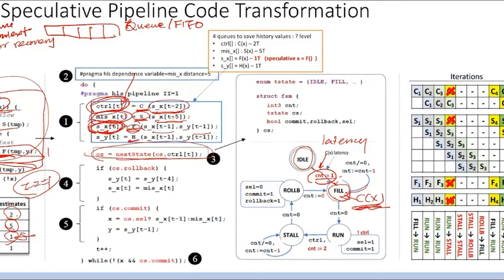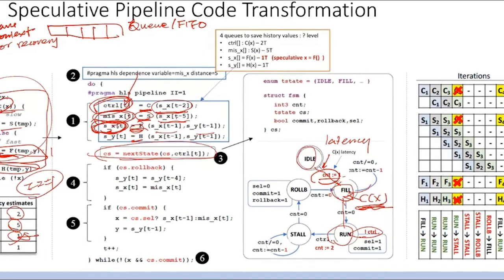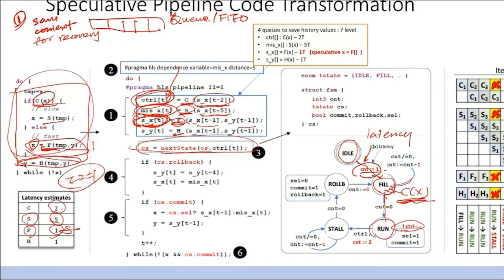Then you go to the run state. If the control function is false, that means you speculated right, because you took the fast path. In this case, you can commit this result and continue in the run state. If you find out the control is true, that means the speculation is wrong.